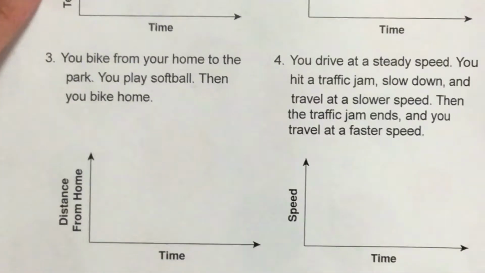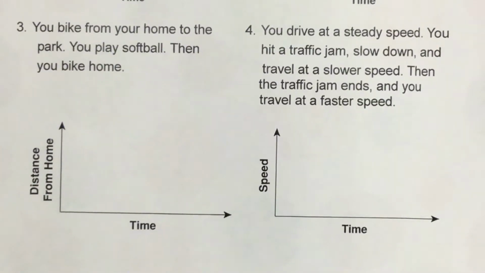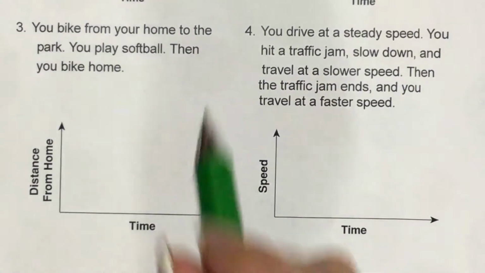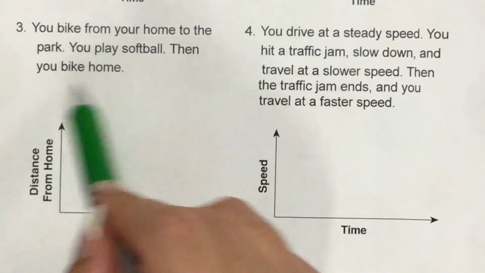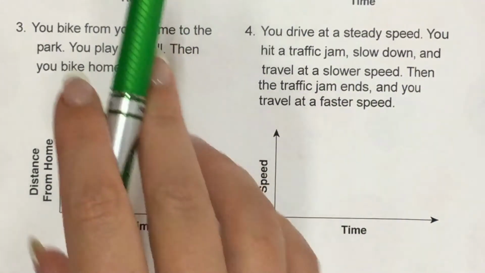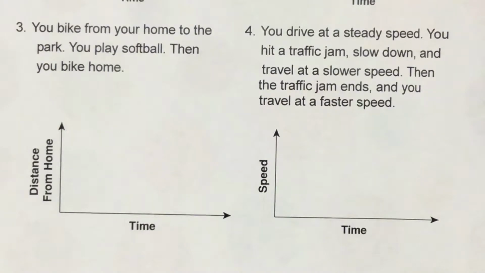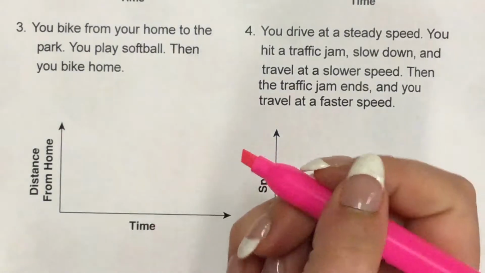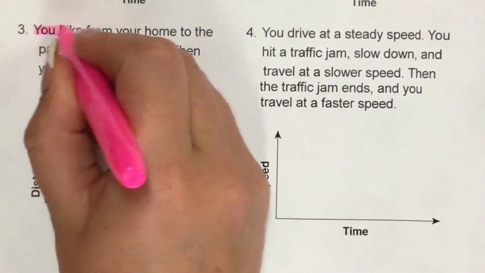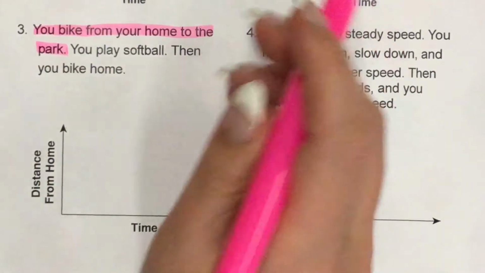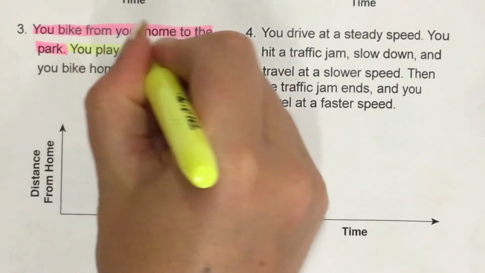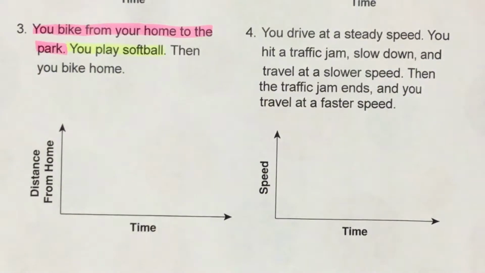Okay, let's go on to 3 and 4. 3 says you bike from your home to the park, you play softball, then you bike home. So this has actually 3 different components to this problem. You bike from your home to the park, you play softball, and then you go bike home.